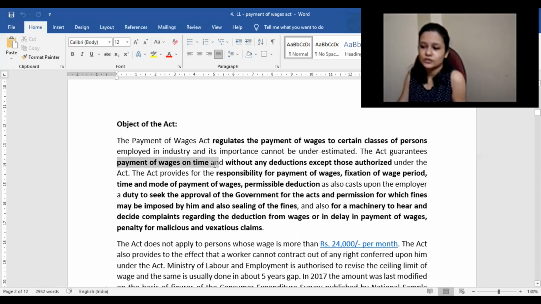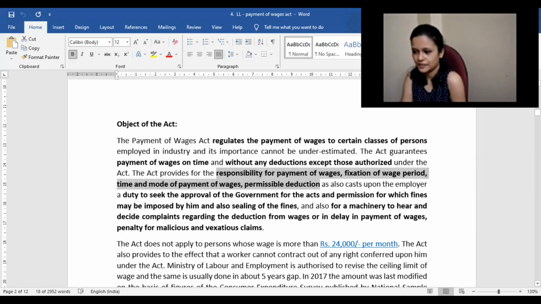Then, payment of wages on time without any deductions except what is authorized under this act, responsibility for payment of wages, fixation of wage period, time, mode of payment, permissible deductions, etc. So it says that, okay, on the 5th or 7th, whatever, you need to make the payment. But apart from that, it also gives responsibility. Who will be responsible to ensure it? That responsibility is also fixed under this legislation. You fix a time frame, you fix the mode of payment, and also permissible deductions. What is permitted, what is not permitted. That is another objective.